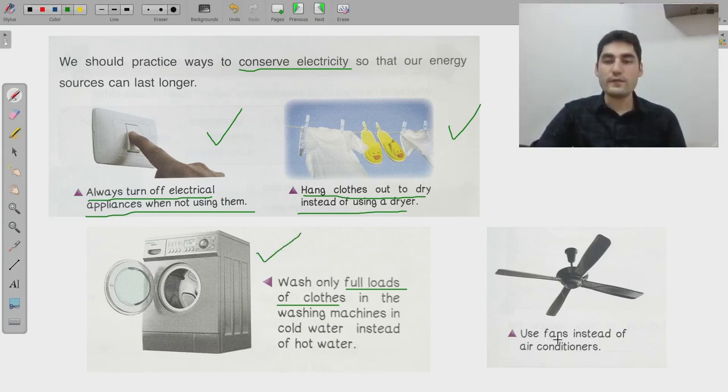Next one, use fans instead of air conditioner. Sometimes it is not so hot. If it is not so hot, you can use fans. You don't have to use air conditioner all the time. You should use fans because fans use less electricity than air conditioners.